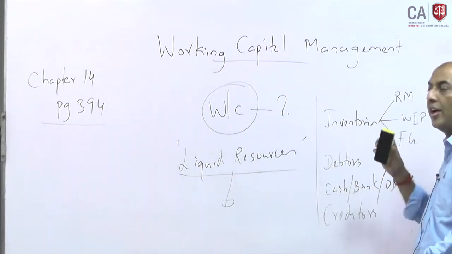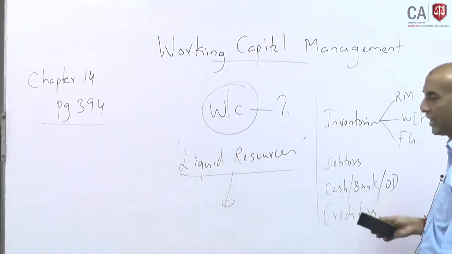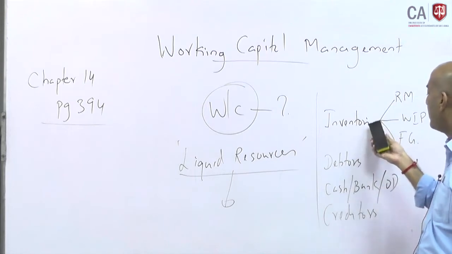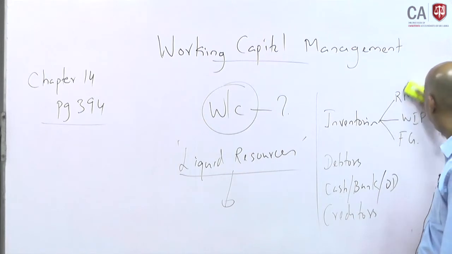You can think of accruals, prepayments, even other assets and other liabilities; all are working capital items. But these are the key items: inventory, debtors, cash, bank overdraft balances, creditors. Okay.